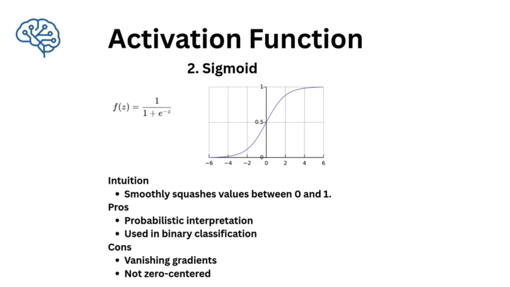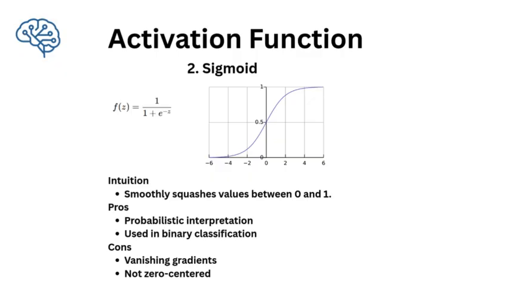However, sigmoid has some important limitations. One major drawback is the vanishing gradient problem. When the input value is very large or very small, the gradient becomes extremely close to zero, which slows down learning, especially in deep networks. Another issue is that the sigmoid function is not zero-centered. Its output lies between 0 and 1, which can lead to inefficient weight updates during training.